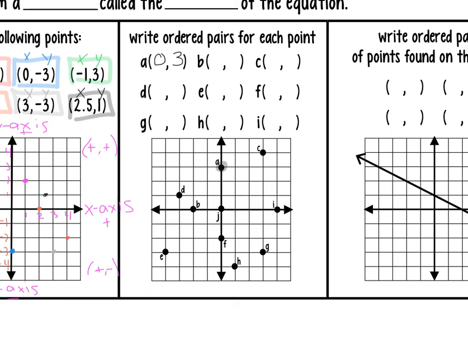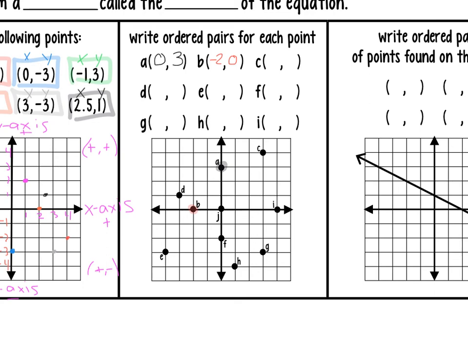The next point we have here that they're asking for is B. So this one is just left 2 from the origin. So I went to the left, so that means my x is negative 2. And then I did not travel up or down at all, so my y value is going to be 0.